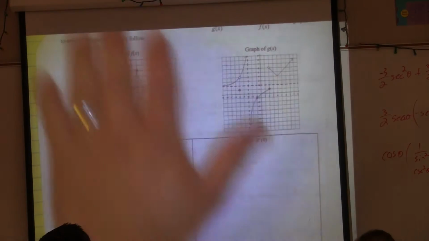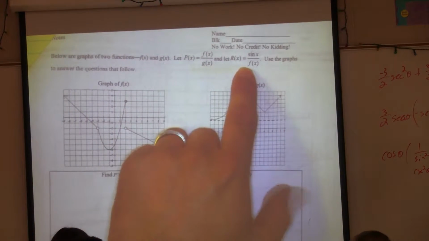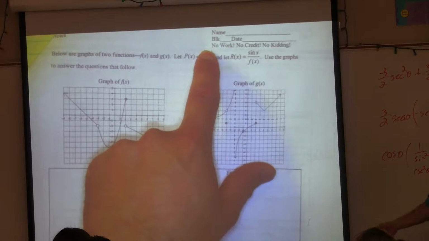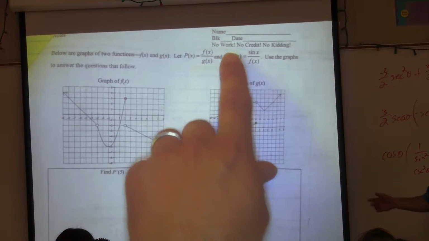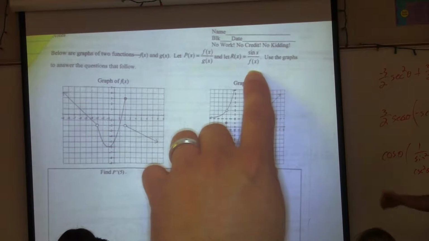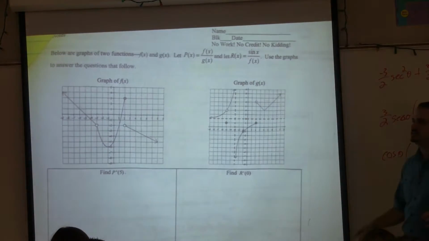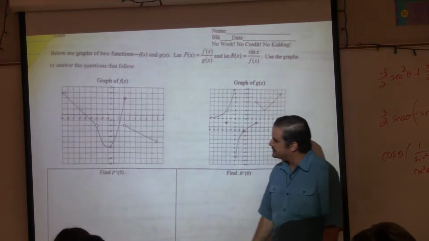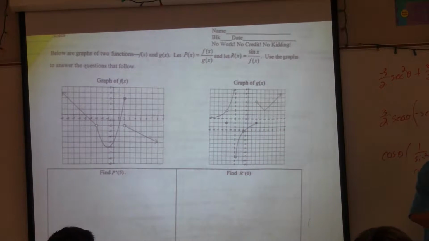And then they're talking about two other functions, p and r. P is the combination of f and g by division, right? So f of x over g of x, and r is defined as sine of x over f of x. I need to use my graphs in order to answer the questions that are given. So looking at the first one, it says find p prime of 5.